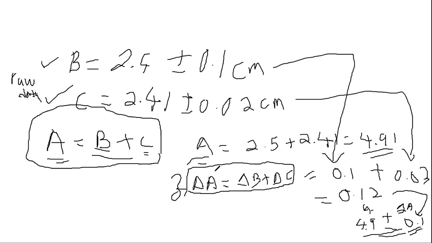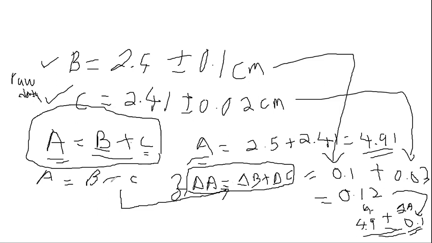Okay, so the point here is if A is B plus C, the uncertainty of A is changes of B plus changes of C. Okay, now we're going to do if A is B minus C, how is the uncertainty of A going to be? They say follow the same formula.